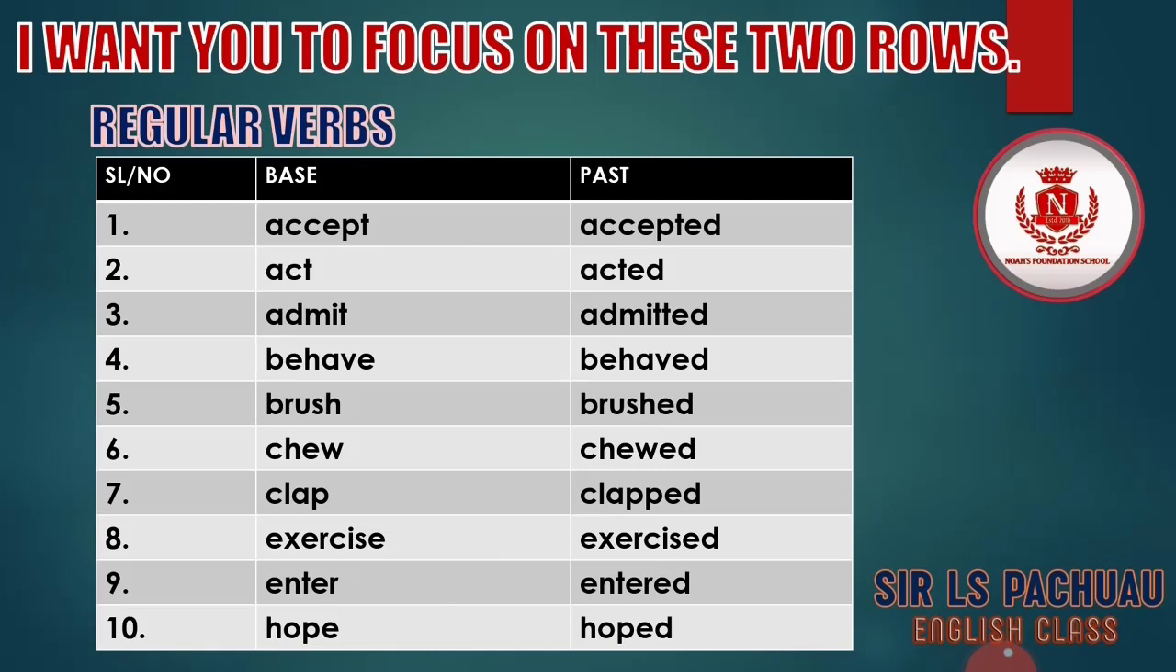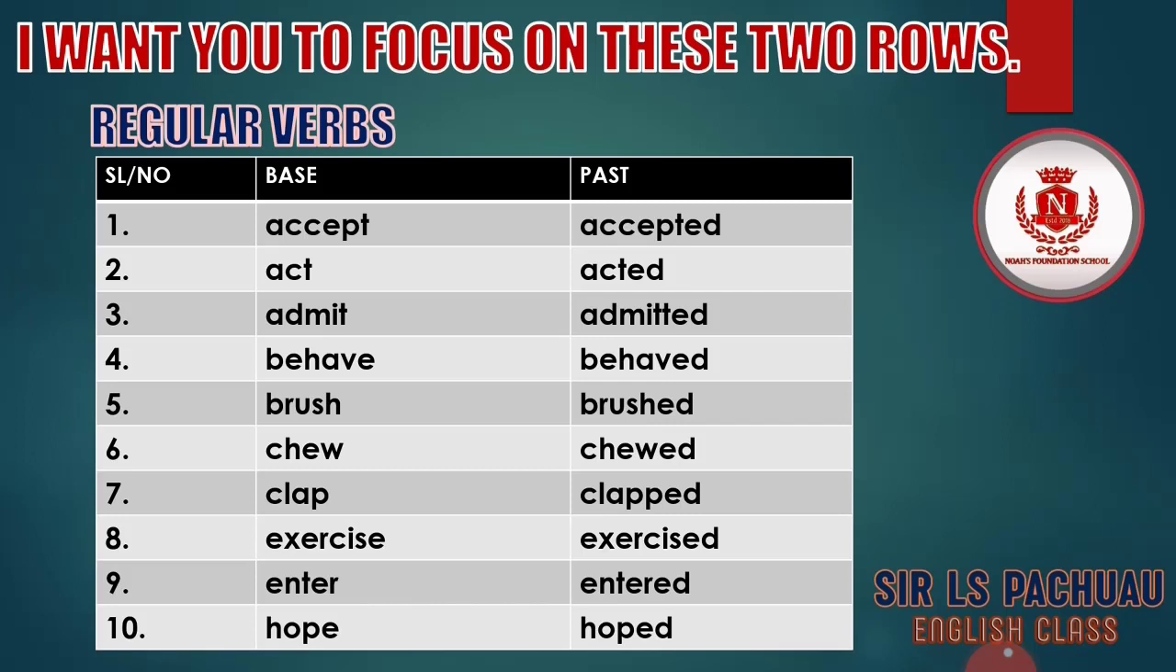So act also acted, admit admitted, behave behaved, brush brushed, chew chewed, clap clapped, exercise exercised, enter entered, hope hoped. So we conjugate the verb hope into hoped in verb 2 or the past form. So that is called regular verbs: the words that end with ed in the past tense.